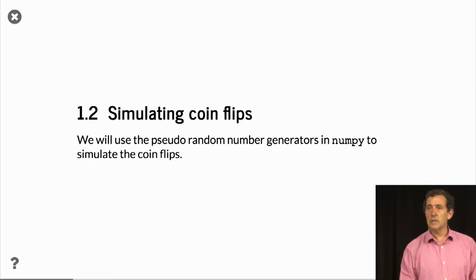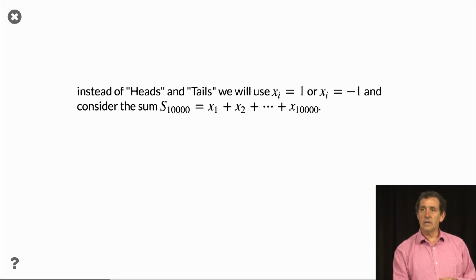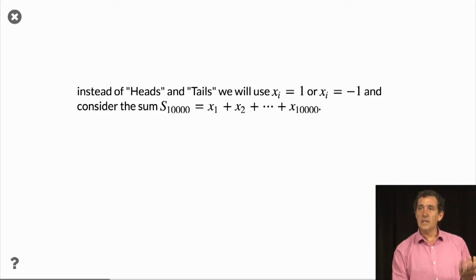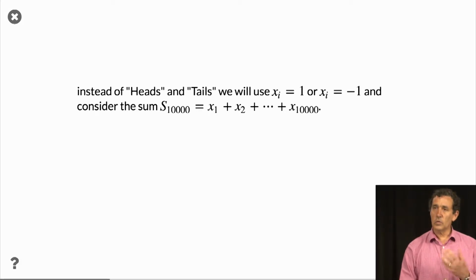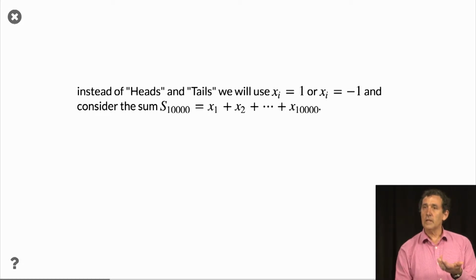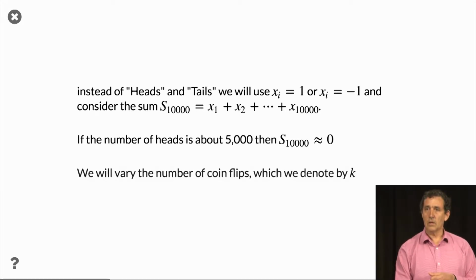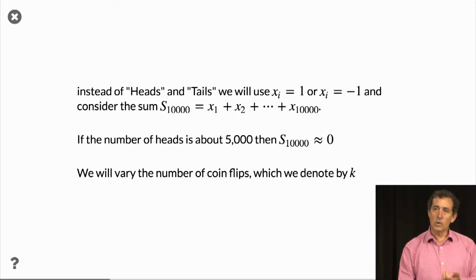So we're going to simulate coin flips. We'll use a pseudo-random number generator to simulate coin flips. And instead of heads and tails, it'll be more convenient to use 1 and -1. And then the number of heads relates to summing all of these +1 and -1. And what we expect is that the sum will be 0 or close to 0. So we will vary the number of coin flips, which we denote by k.